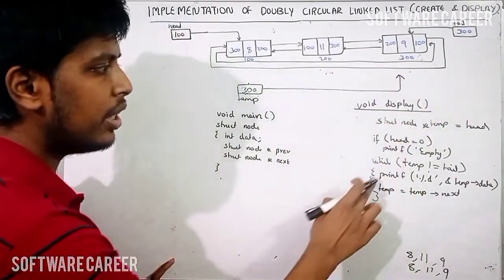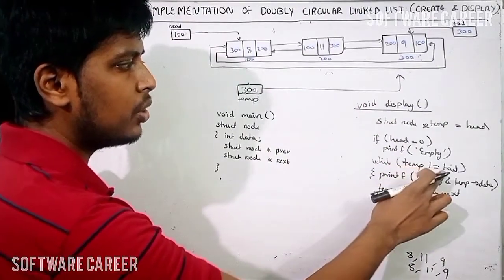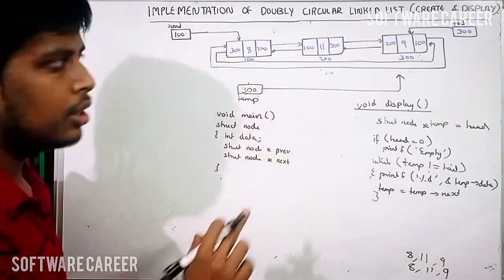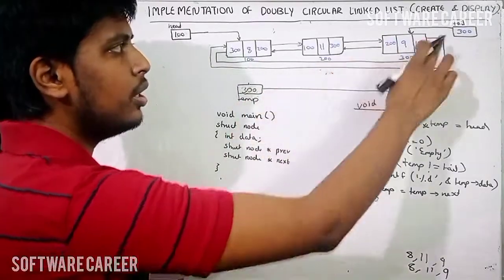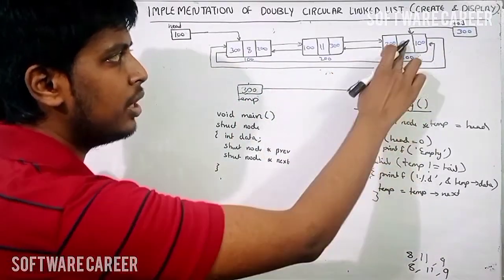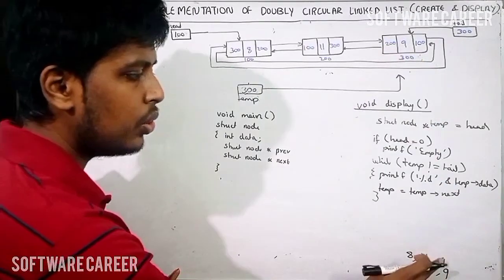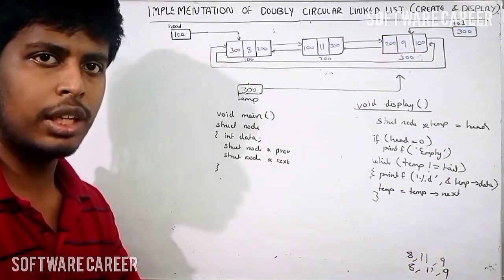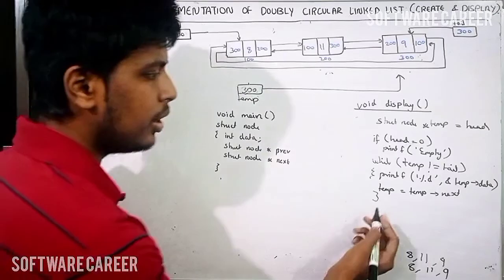Now again it checks whether temp is not equal to tail. Temp is 300. Tail is 300. So 300 is equal to 300, so it does not enter here. It does not print the data 9 over here. But you need 9 to be printed. How can you print it? So I am writing the next step.